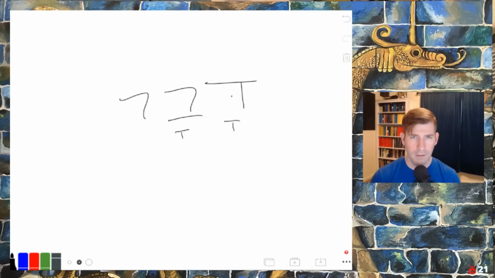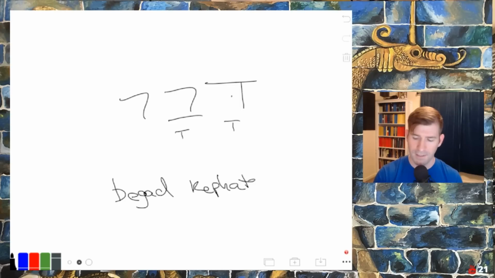There are six different letters in Hebrew, as we learned in one of the earlier lessons, that will take this dot. They'll appear with the dot and without the dot very regularly, and they are called the Begad Kafat letters.